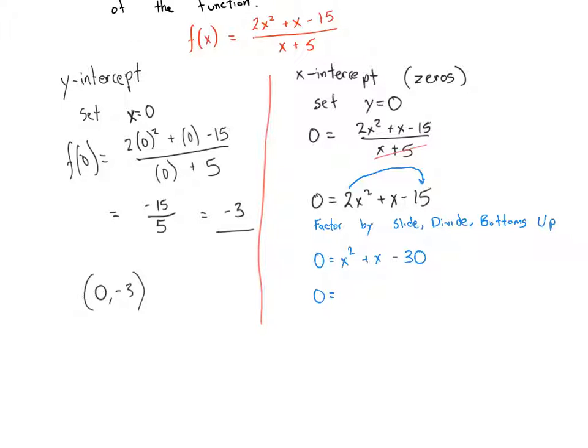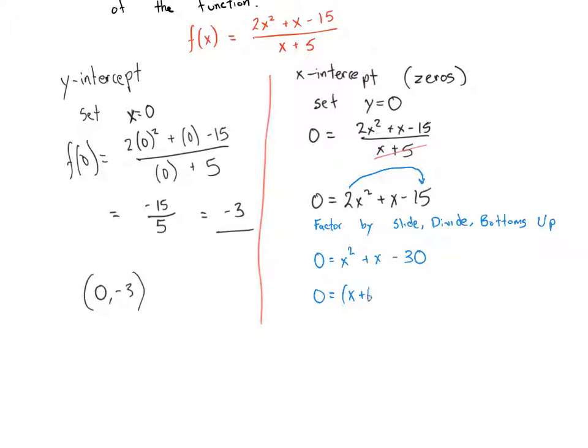Now, the principle of factoring: you're trying to find two numbers that multiply to negative 30 but add to what? To 1, the middle number. Multiply to the end number, add to the middle number. Two numbers. Think about it. 6 and 5, one of them's negative. Negative 5. 6 and negative 5. There we go.